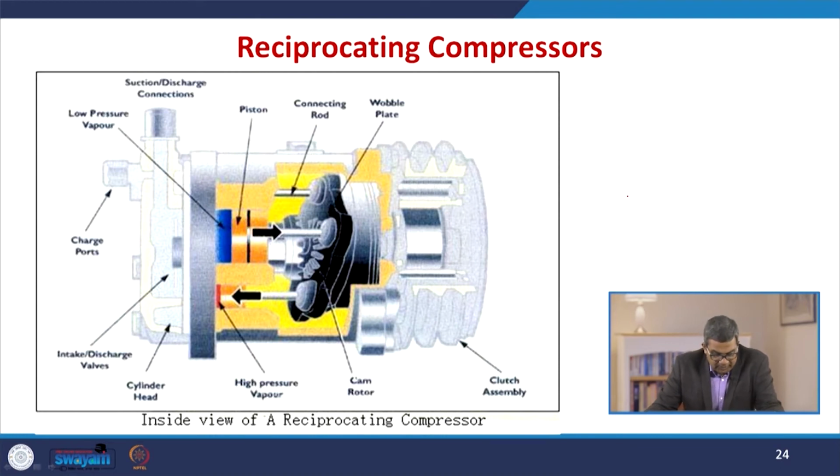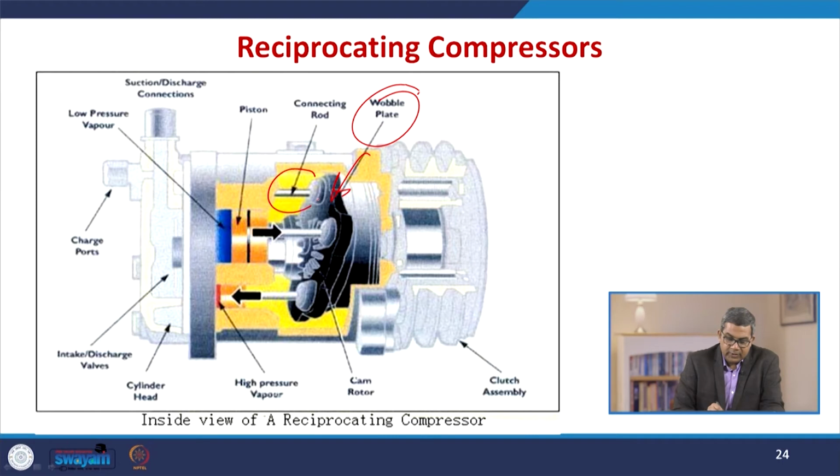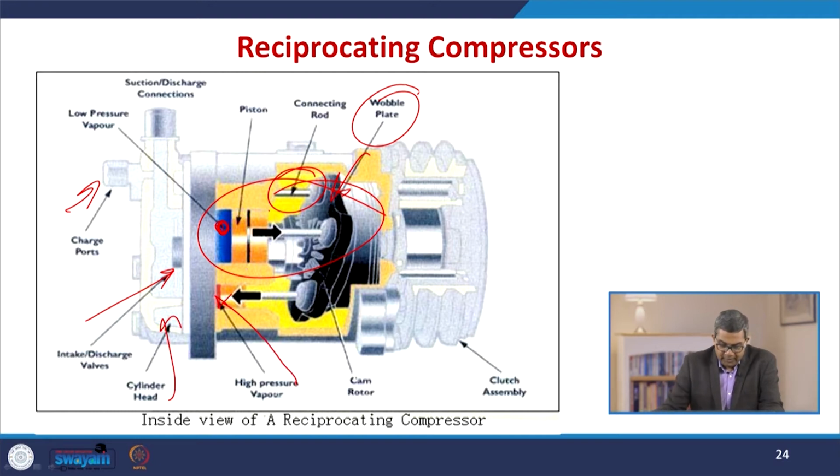Now here you see the inside view of a reciprocating compressor. There is a wobble plate here. You can see this is the connecting rod. This is the cylinder piston assembly, and you see here the low pressure vapors joining here. These are the charge ports, and this is the intake and discharge valve and cylinder head, and here you see the high pressure vapor.